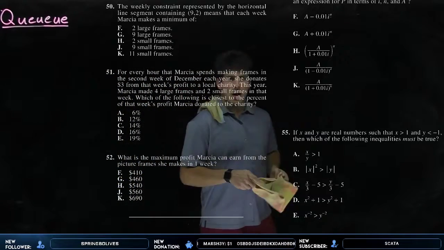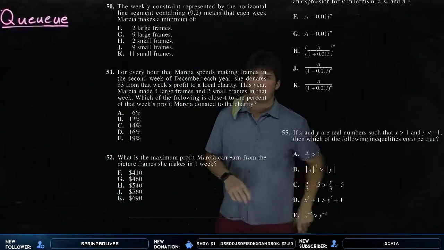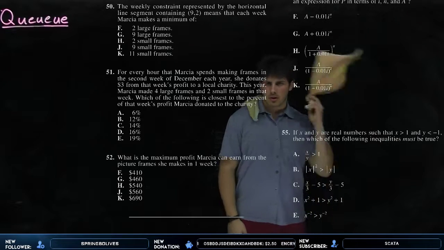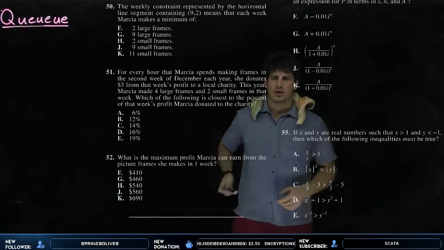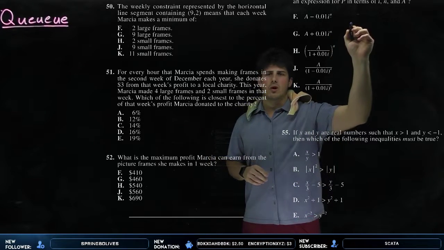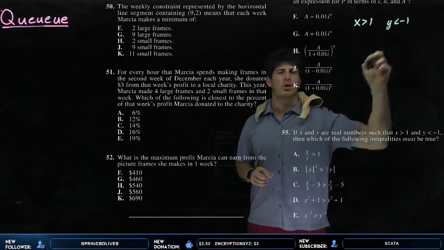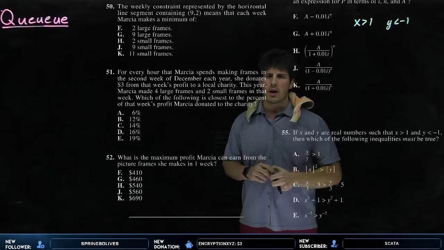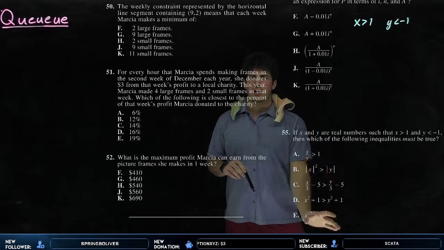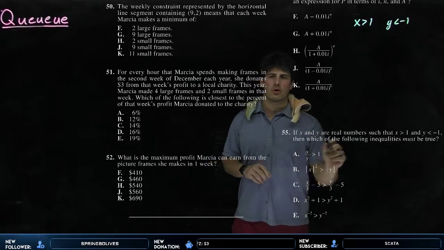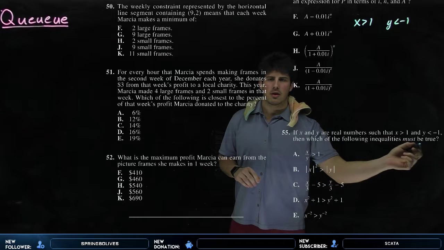All right. For example, this says if x and y are real numbers such that, and I'm going to go ahead and rewrite some of this, x is greater than 1 and y is less than negative 1. All right. Then which of the following inequalities right here must be true? Okay, the key word here is must. It has to be true.